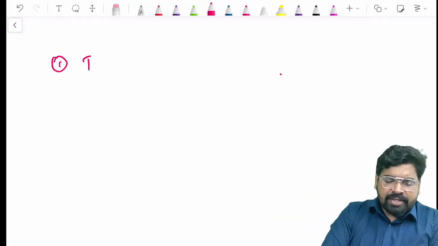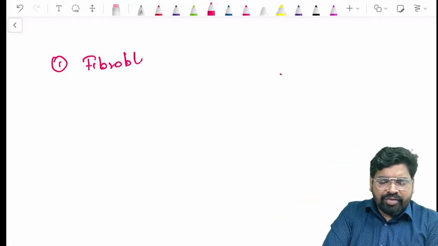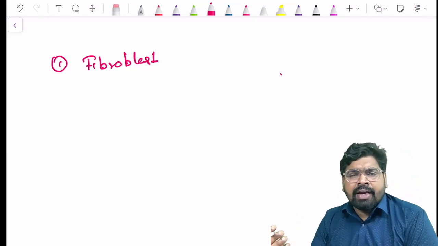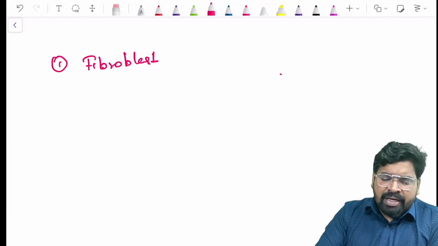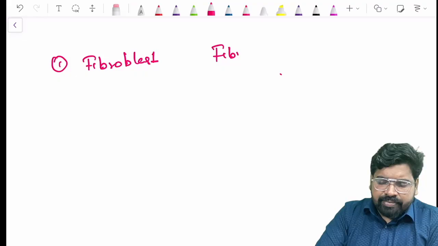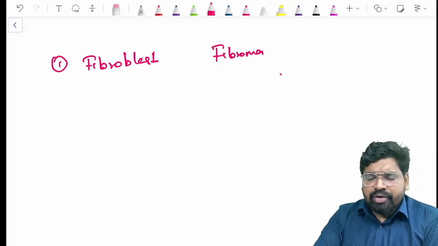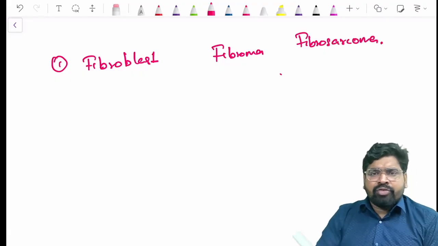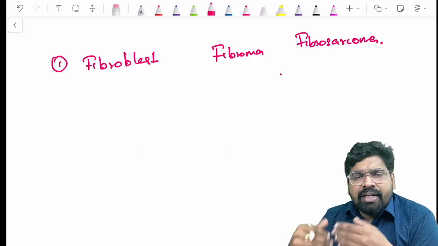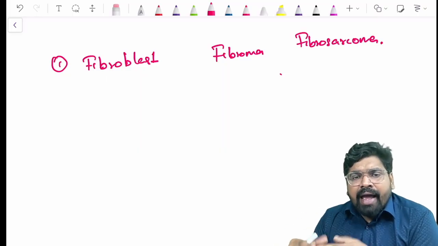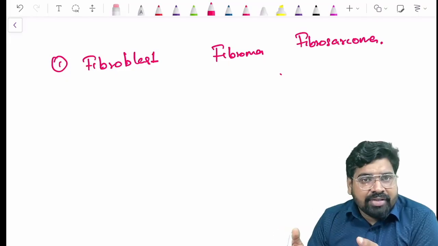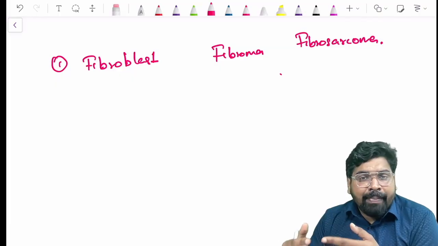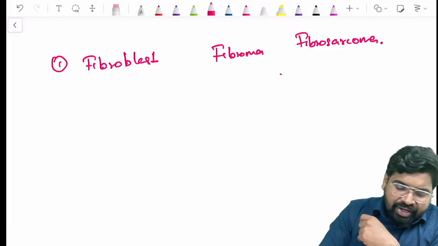The first one is the fibroblast. What is the function of the fibroblast? It makes collagen fibers, the main connective tissue. The benign tumor is called a fibroma, while the malignant tumor is called a fibrosarcoma. Just add the term sarcoma. Epithelial tumors are carcinomas, and connective tissue tumors are sarcomas. The connective tissue malignancy is sarcoma, and epithelial malignancies are carcinomas.